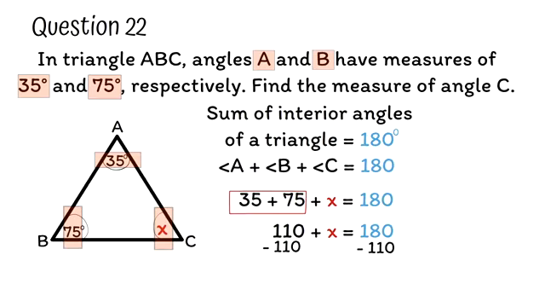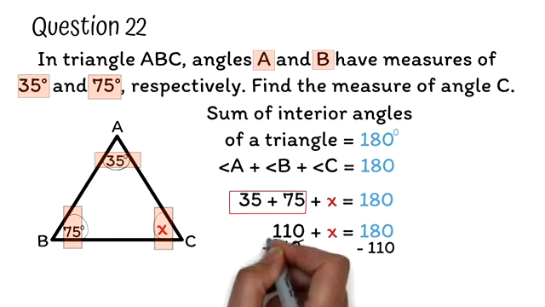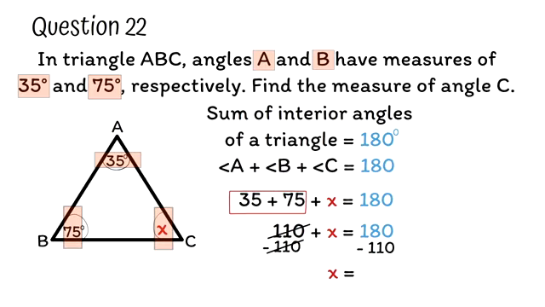At the left-hand side, negative 110 will cancel 110 leaving x. At the right-hand side, subtract 110 from 180 and that will be 70. This means that x, which is angle C, is equal to 70 degrees.